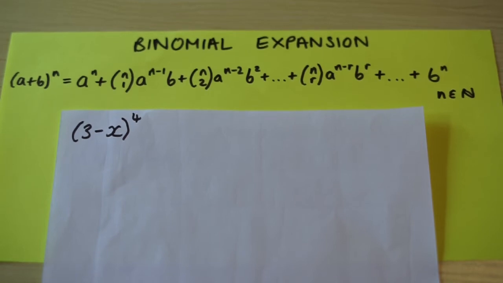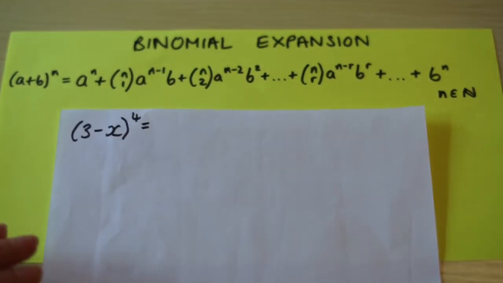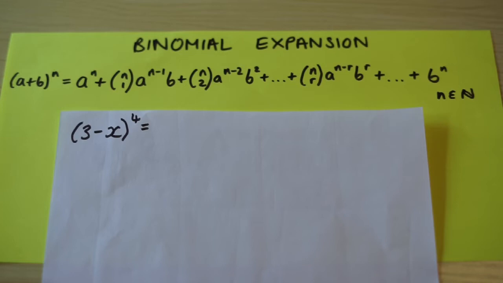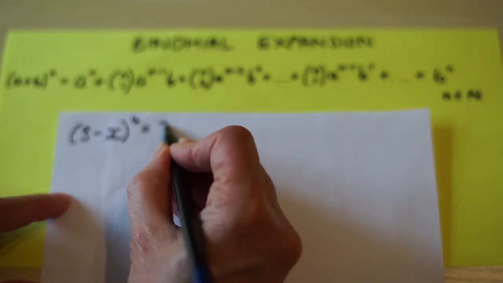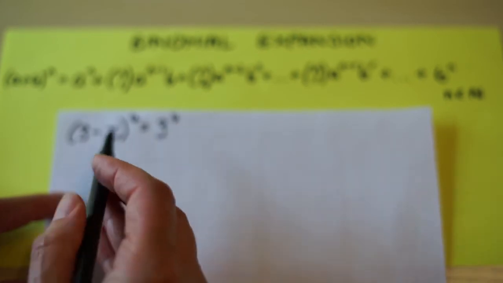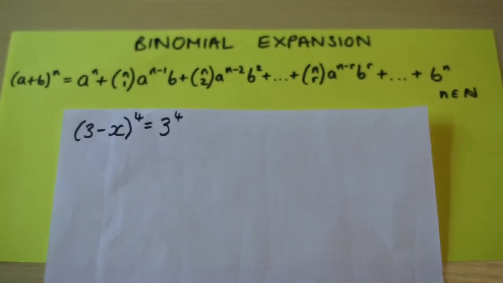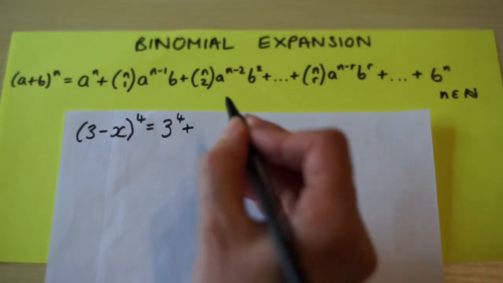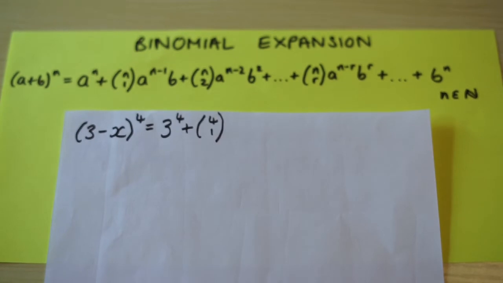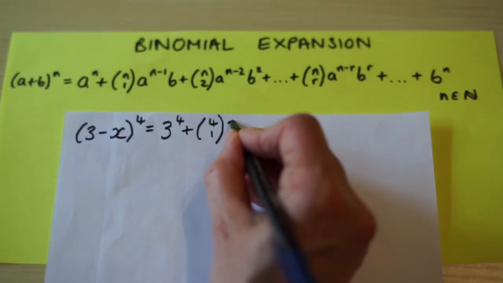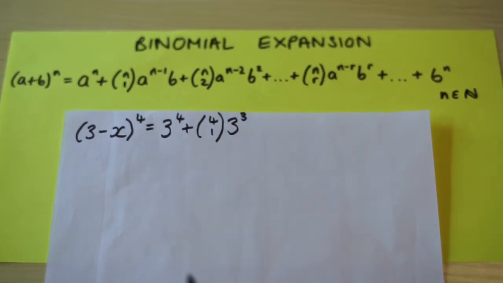So let's see how that affects things. We're still going through the same procedure, but we have to be really careful that we assign A's and B's correctly. So the A term is 3, so we start off with 3 to the power 4 because our bracket is to the power 4. So good. Then we've got 4 choose 1, which we'll work out on the calculator in a minute, and then we start descending the powers of 3.